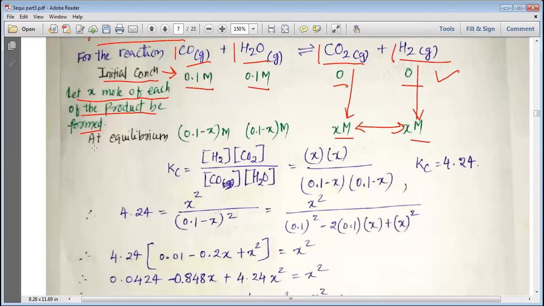So the final concentration at equilibrium, we have the concentration of CO as 0.1 molar minus X, because X molar of CO has been used, so the final concentration is 0.1 minus X. Same way for H2O, X molar has been used, and that is why at equilibrium the concentration of H2O is 0.1 minus X molar.